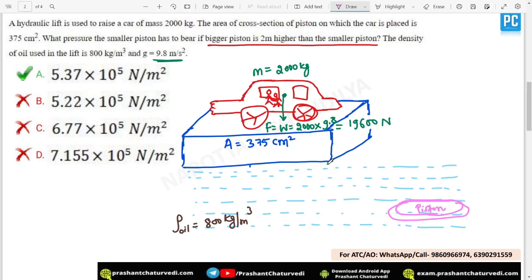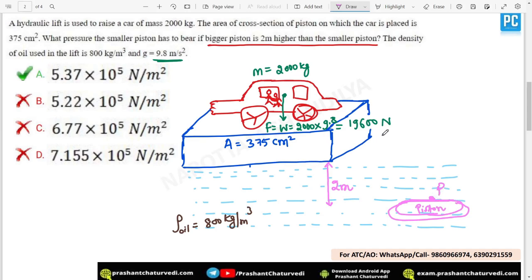Okay, and the difference between the height is 2 meters. They had simply asked what is the pressure on the smaller piston, or what should be the pressure that this piston has to bear. So first of all, let me know whether the pressure at this piston will be larger or bigger.